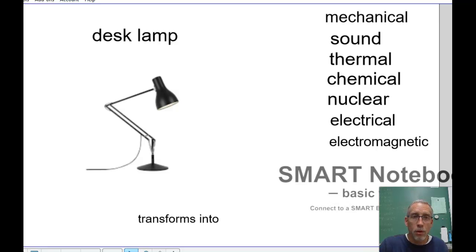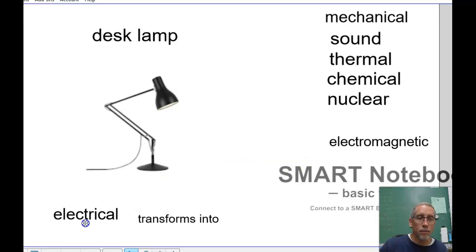A desk lamp. So again, just ask yourself, well, what do you need to run a desk lamp to make it work? Well, you need to plug it in, right? And what kind of electricity is that when you plug it in? That's electrical energy. Get electrons running through those wires, and they run through the little lamp, and different kinds of lamps work differently. But what are we trying to get from the desk lamp?